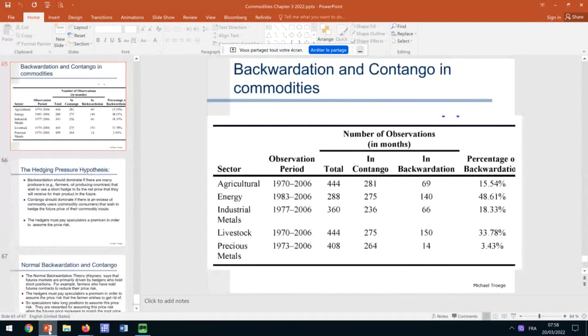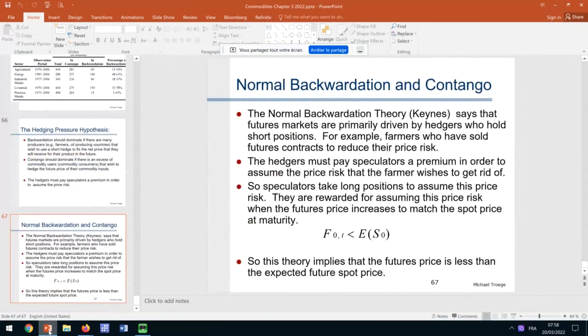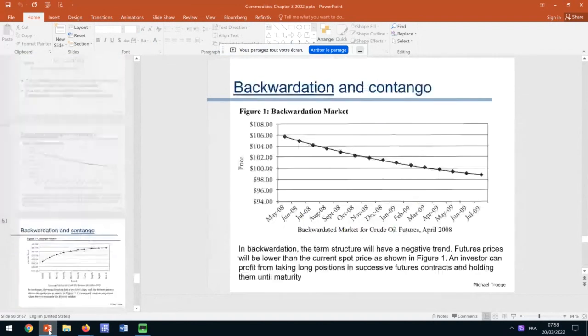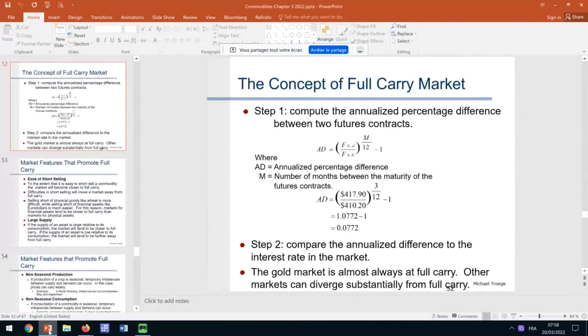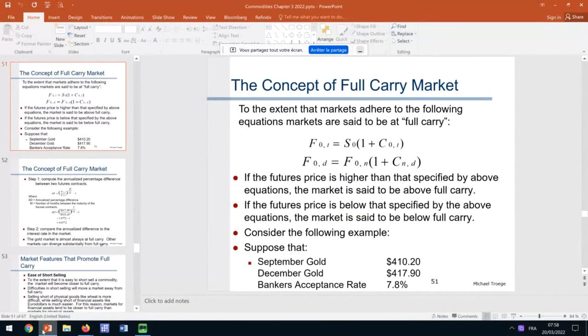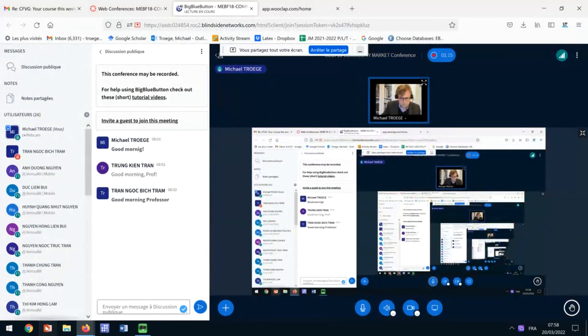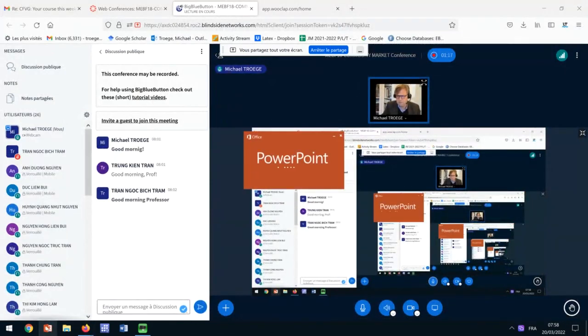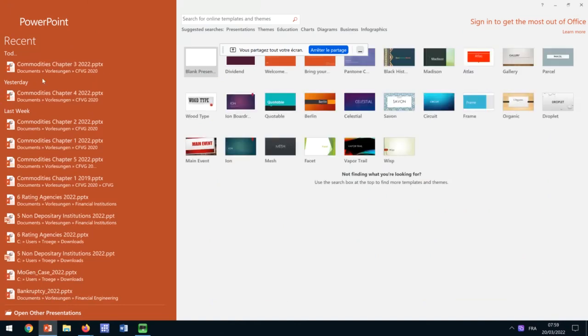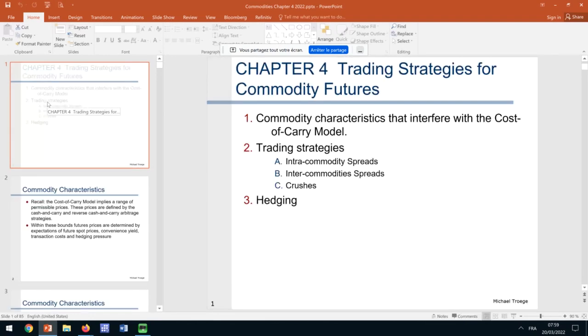Okay, so we were talking about these trading strategies. How can you make money in financial markets, in commodity markets? This is not the slide I need. We were first talking about spread strategies. You have two types of spreads: intra and inter commodity spreads. Intra commodity spreads are also called calendar spreads.